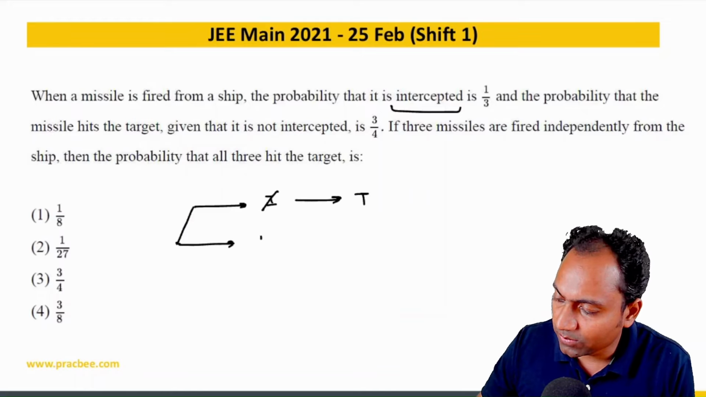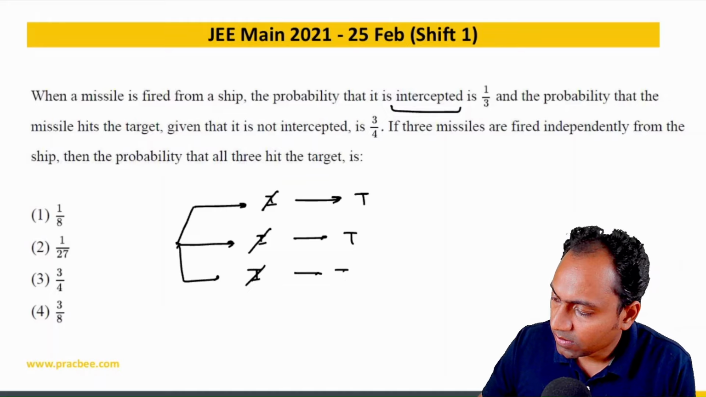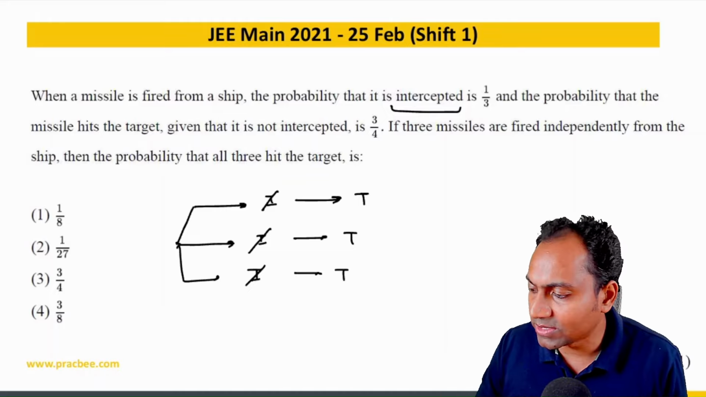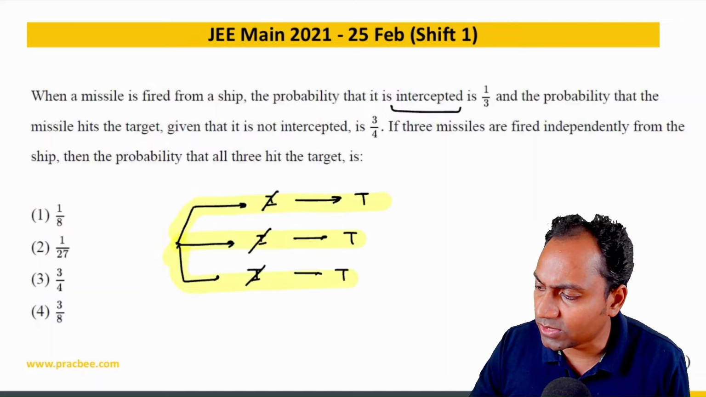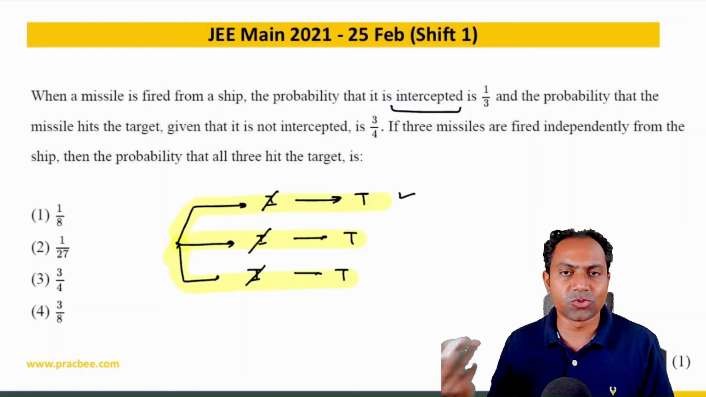Then they are firing one more, again this should happen, and then they are firing one more, again this should happen. Now see, all of these 3 events are independent in nature. So whatever is happening in the first case will again happen in the next case, and again in the next case. So what we need to do is we just need to figure out the probability of one case and multiply it 3 times to get an answer.